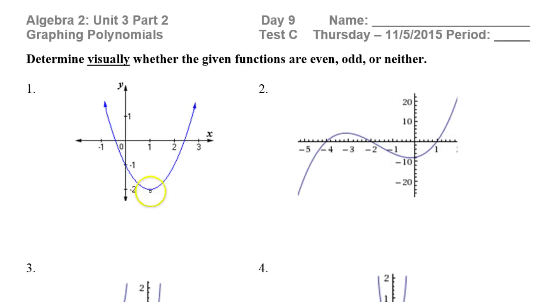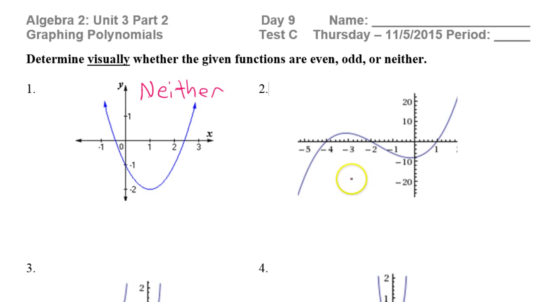So looking at problem number 1, at first glance this might look like an even function because it does have a vertical axis of symmetry. I can split it right down the middle if I were to draw a line right about here, all right? That's the axis of symmetry. But this is not the y-axis. So because the y-axis does not split this down the middle, this is not even. It's certainly not odd. It wouldn't look the same if I turned it upside down. So this is neither.